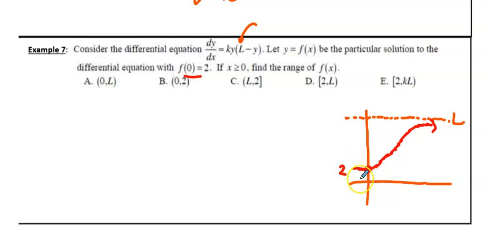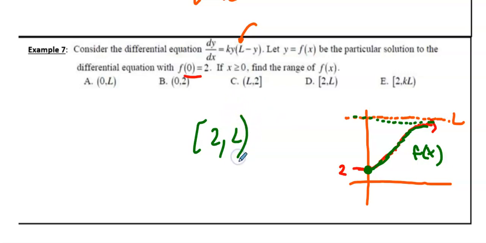So it's going to ask us for the range of this. We want to know what all of our y values are going to be for f of x, because this is the graph of f of x. If we were to solve this differential equation, we would get y equals f of x. Well, we know that we start at 2, and we're going to include 2, because when x equals 0, we have the value of 2. So you always do include your initial value. And then we know we're going to approach L, but again, this is an asymptote, and we're never going to reach the carrying capacity, so we're not going to include it. So this answer is going to be D.